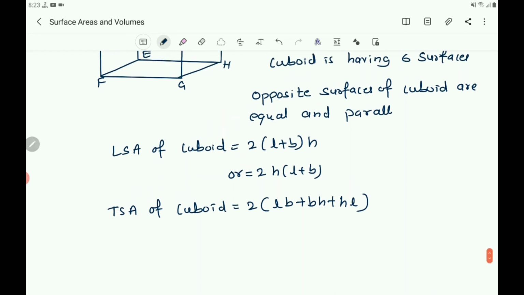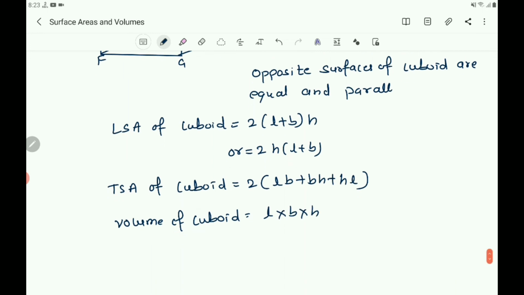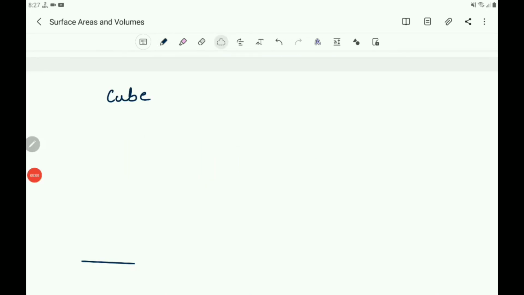Then also the volume of the cuboid. Then what is the volume of cuboid? Volume of cuboid equals length into breadth into height. That is L into B into H. LBH. You can write LBH or L into B into H. That is about the cuboid.